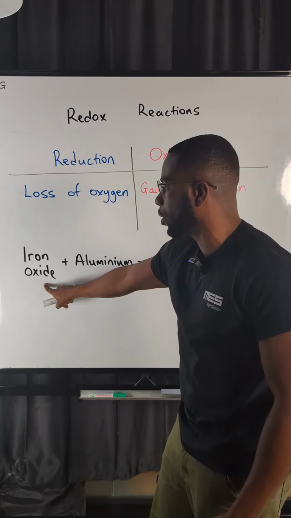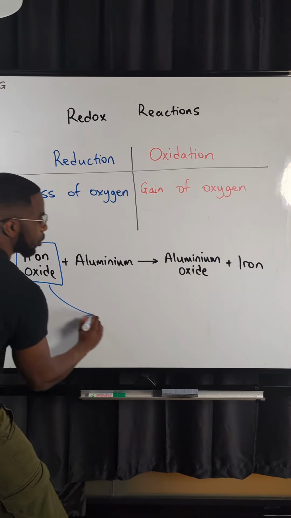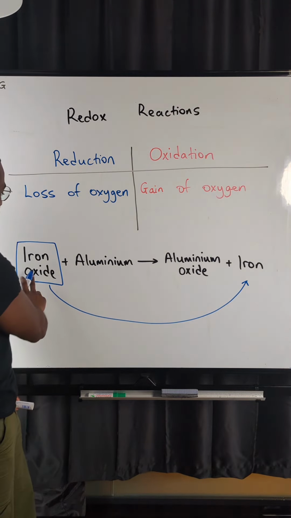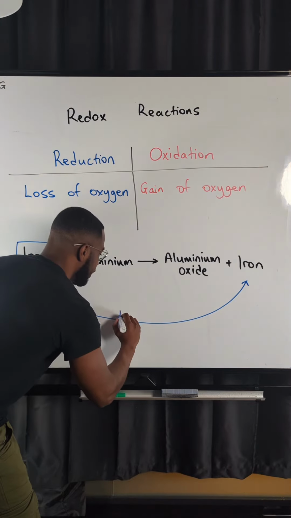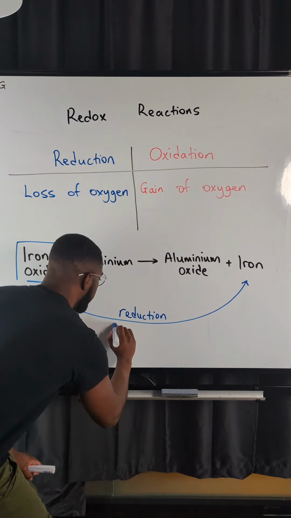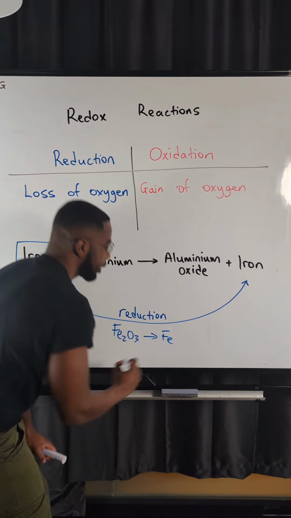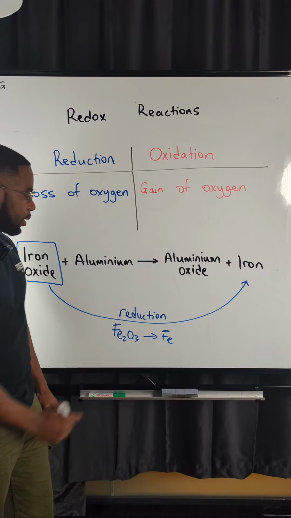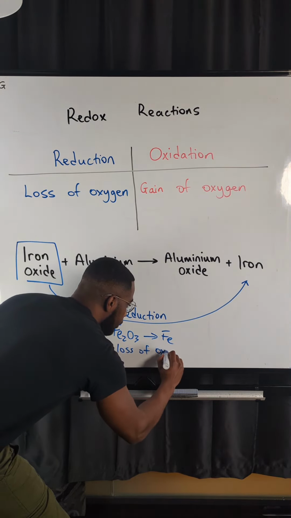If we focus on the iron oxide, you will see we go from iron oxide all the way to iron over here, which shows that we have lost the oxide part, or we've lost oxygen. So that must be reduction. You go from Fe2O3 to Fe. You can see very clearly there is no oxygen in the final product. So this here is a loss of oxygen.